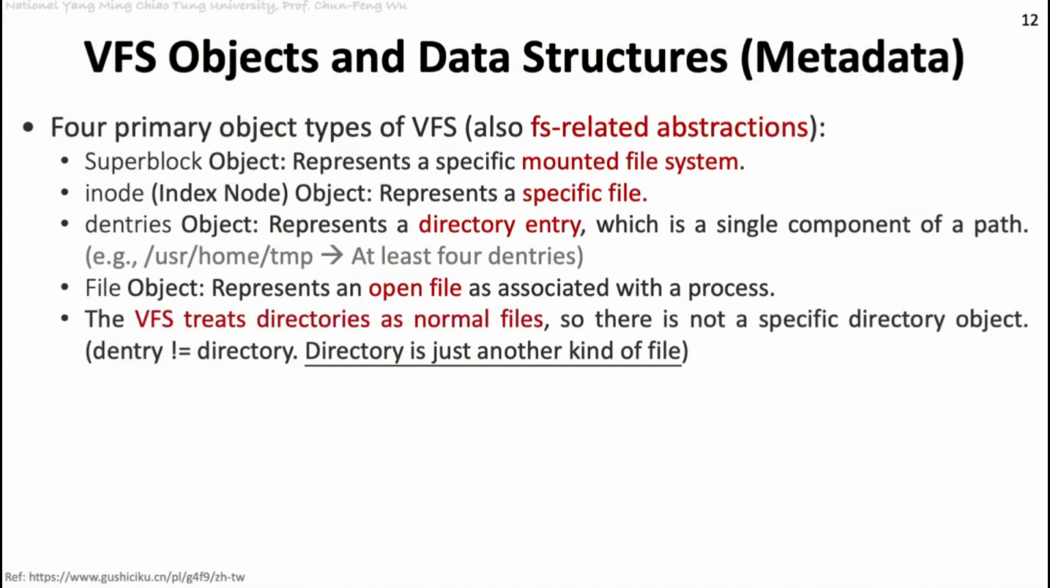Okay, I think this one is super important, so let me rephrase again. The VFS treats directories as normal files. So there is no specific directory object here, because they are all managed by the inode. It is the inode, not dentries. I'll talk about what dentries are about, but a dentry is not purely a directory entry. Dentries are usually for fast lookup, for finding where the data is in what kind of directory. So it doesn't really mean this is a directory entry.